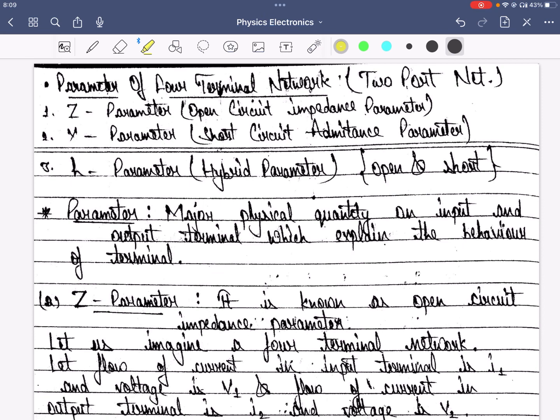So today we'll be studying parameters of the four terminal network or two port network. So there are three parameters. The first one is the Z parameter or the open circuit impedance parameter. The second one is the Y parameter or the short circuit admittance parameter. And the third one is the H parameter or the hybrid parameter. Now, what parameter basically means is that it is a physical quantity on input and output terminal which explains the behavior of the terminal.